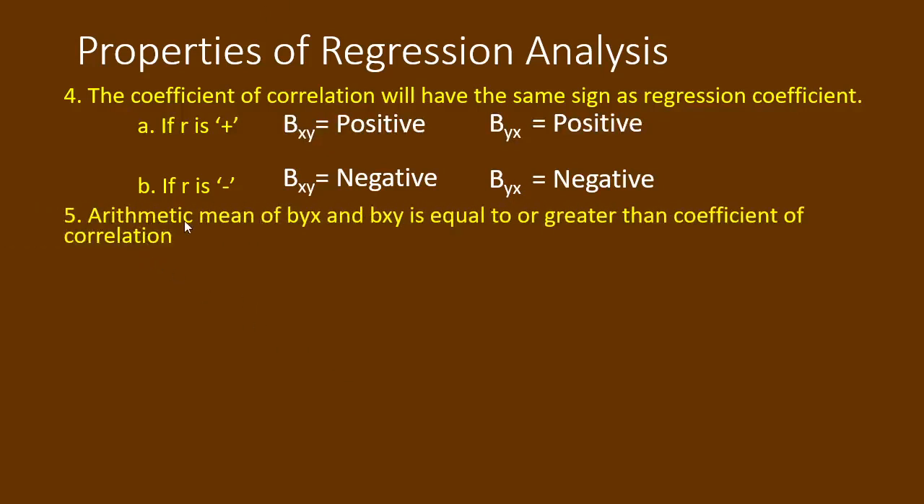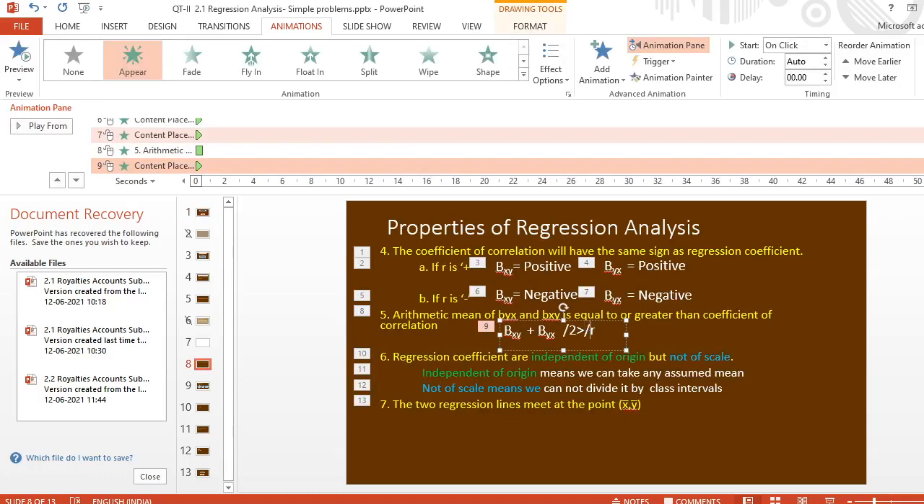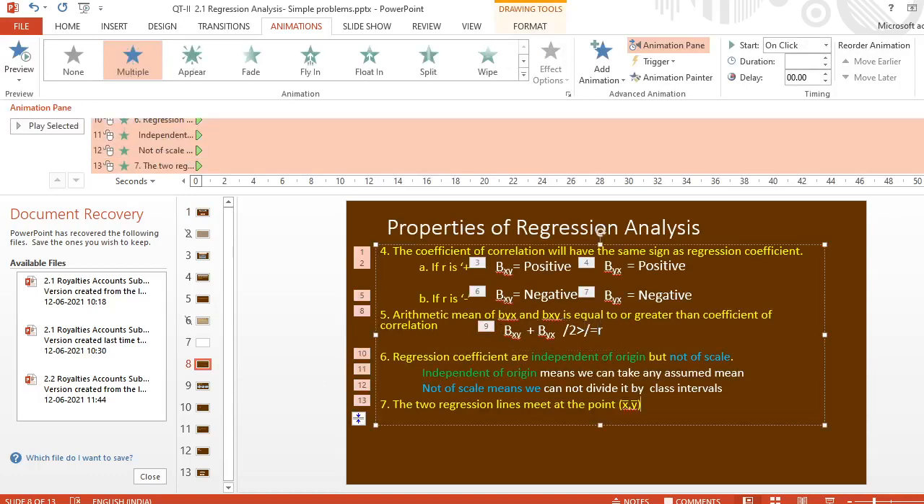Fifth property: the arithmetic mean of byx and bxy is equal to or greater than the coefficient of correlation. We can express it like this: bxy plus byx divided by 2. That is the arithmetic mean of byx and bxy. The arithmetic mean of the regression coefficients should be equal to or greater than the coefficient of correlation, which is expressed as r. So it should be greater than or equal to r.